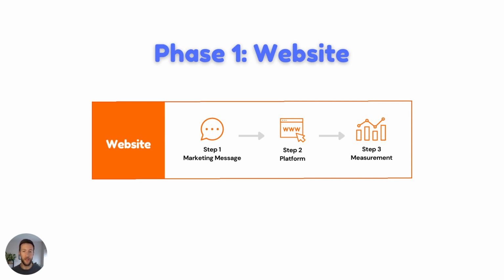The final step is having some kind of measurement tool on the website. Without a measurement tool like Google Analytics, you have no idea really how many people are coming to the website, what content they're interacting with, or how well the other marketing you're going to be doing further down the line is going to be working. So it's essential to have some sort of measurement tool on there.